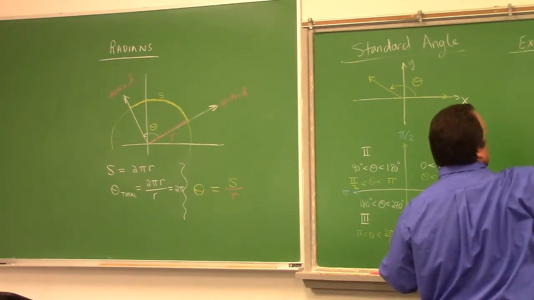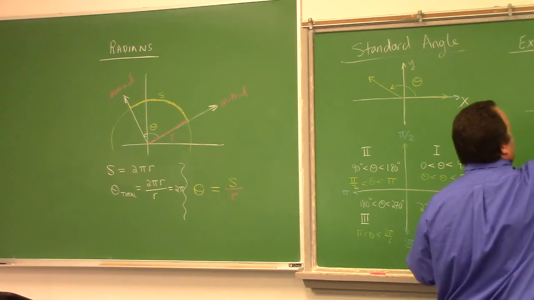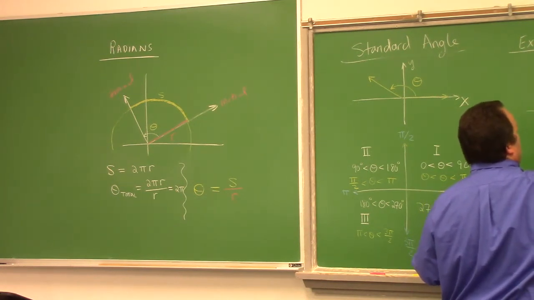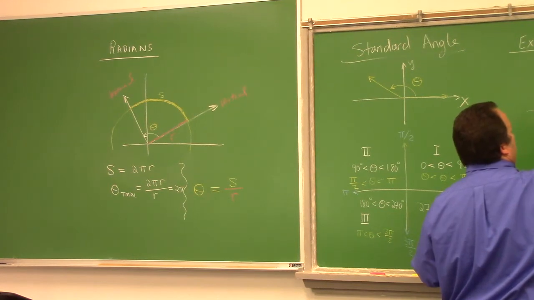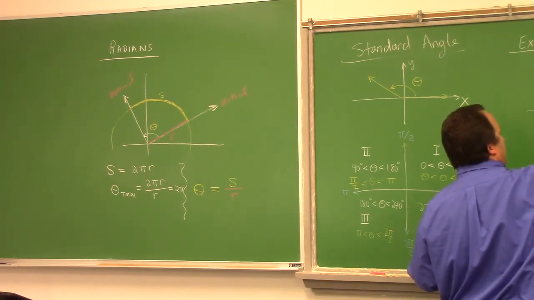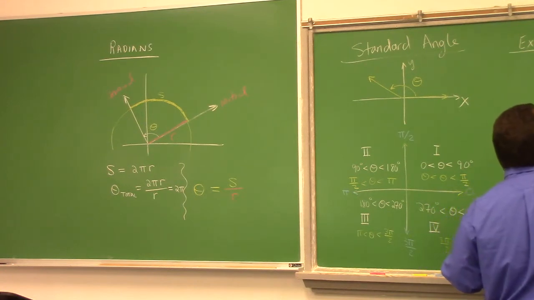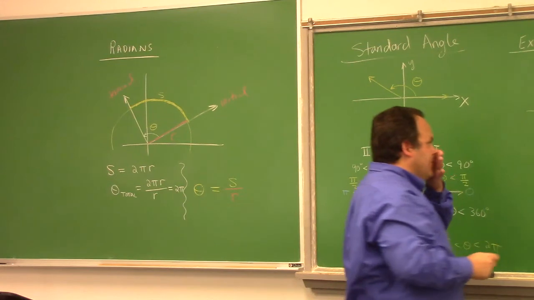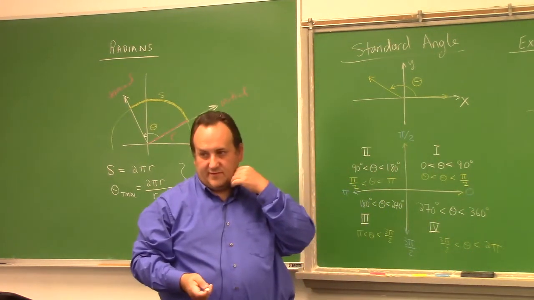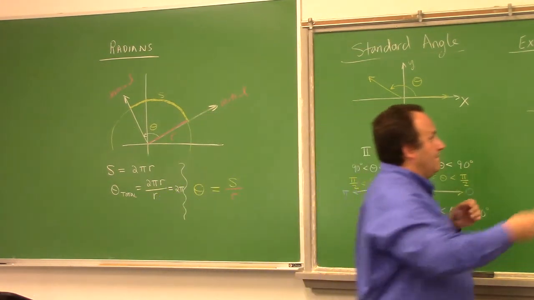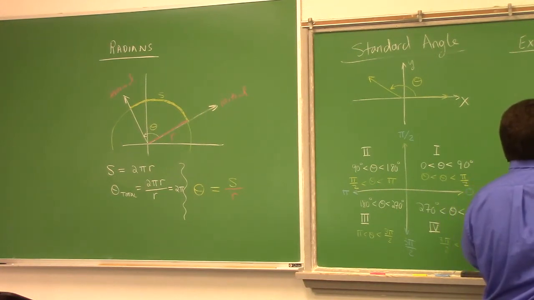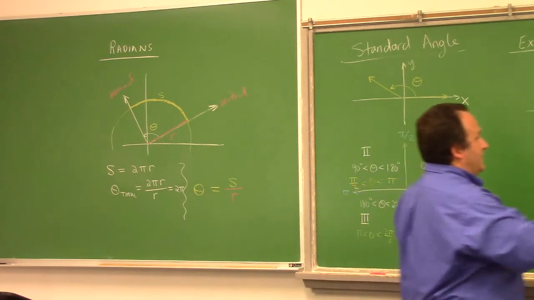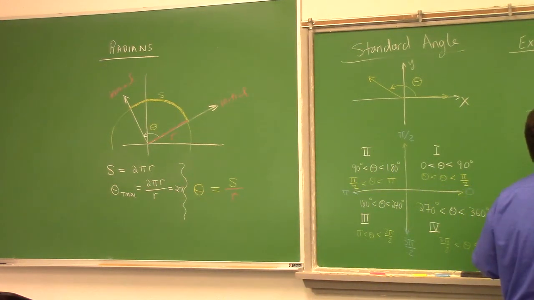Let's see here. So again, if all the way to the positive y-axis is pi over 2, what's halfway? What's this angle in radians? Well, in degrees, what is it? It's 45 degrees, right? What is it in terms of radians? So I heard pi over 4. Yeah.